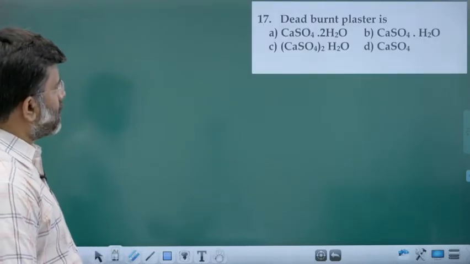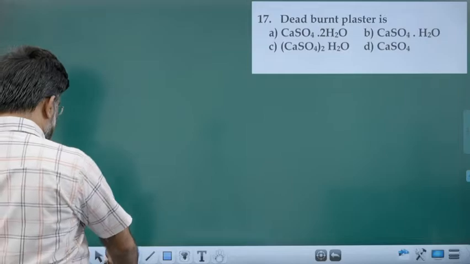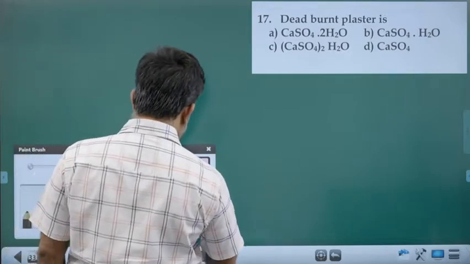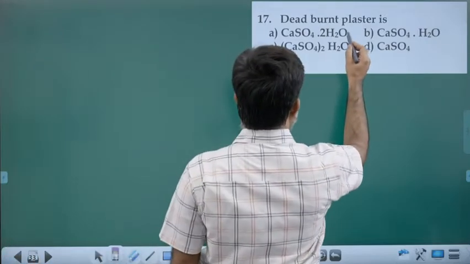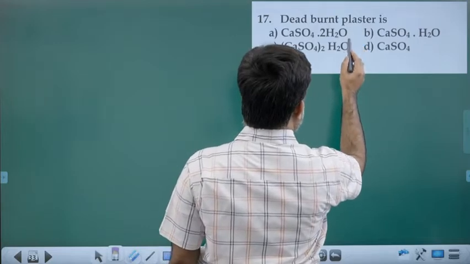Dead burned plaster. You know, gypsum. This is gypsum. Gypsum on controlled heating.